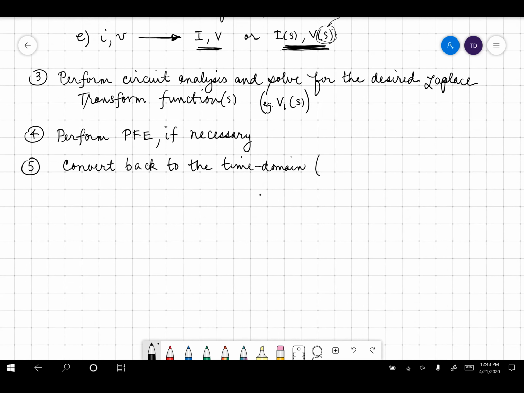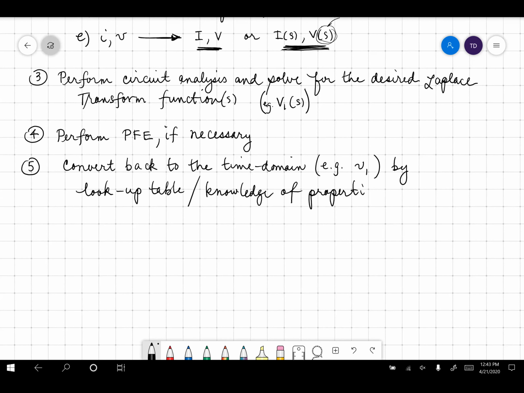That would be, in this case, in this example, V1 or V1 of t. Convert back to the time domain by obviously inverse Laplace, but where those inverse Laplace transforms are coming from, I'm going to call it by lookup table, in knowledge of properties. So it's not like every single one of them is in the table. You have to know your properties too.